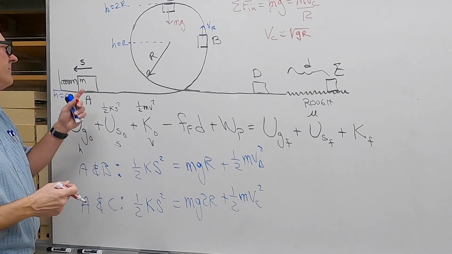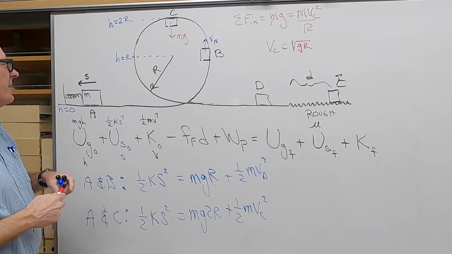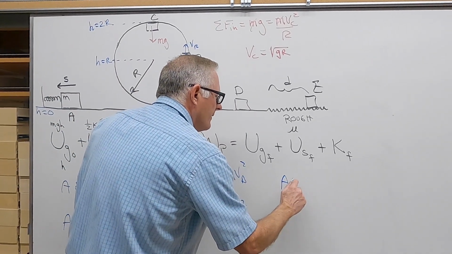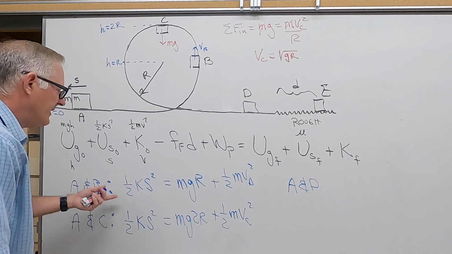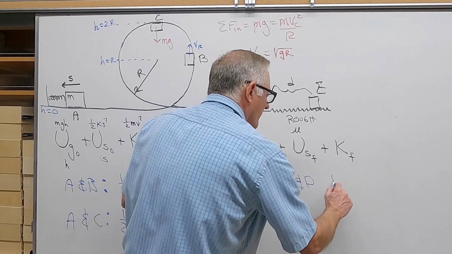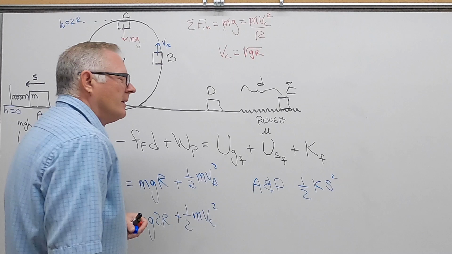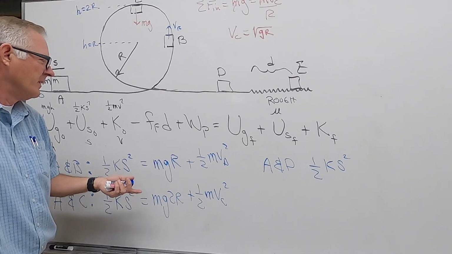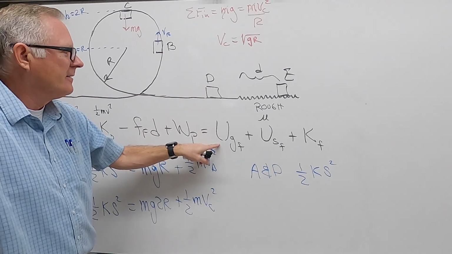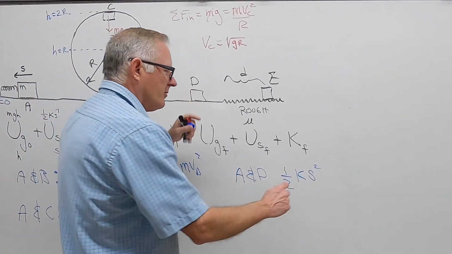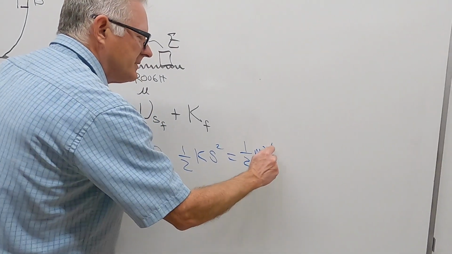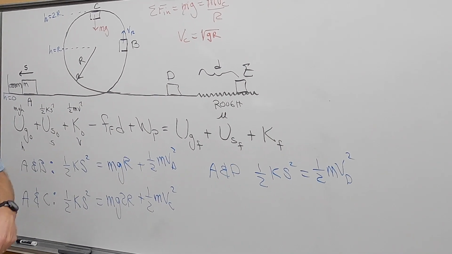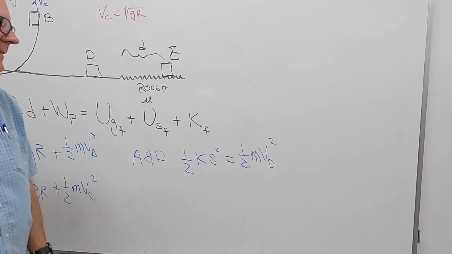Okay, so we looked at it between A and C. We could look at it from A all the way to D. Well, remember, the energy at A is still the same. It's still just all spring energy, 1/2 ks squared. Now, this loop doesn't even matter. We don't care what happened in between. We're just looking at the two endpoints. So there's no gravity at the end. There's no spring at the end. It's all kinetic at the end. So this is equal to 1/2 mvD squared. So if I knew what s was, I could find vD, or vice versa.